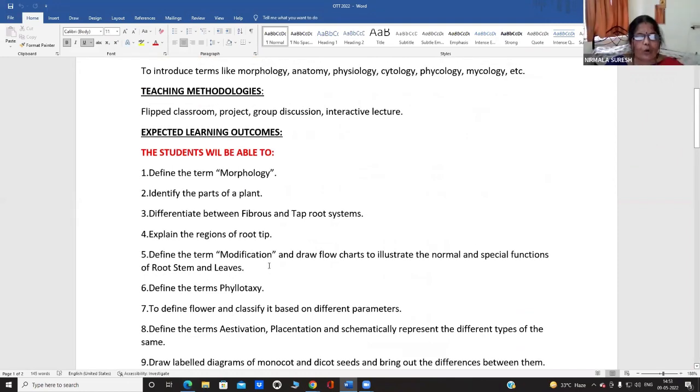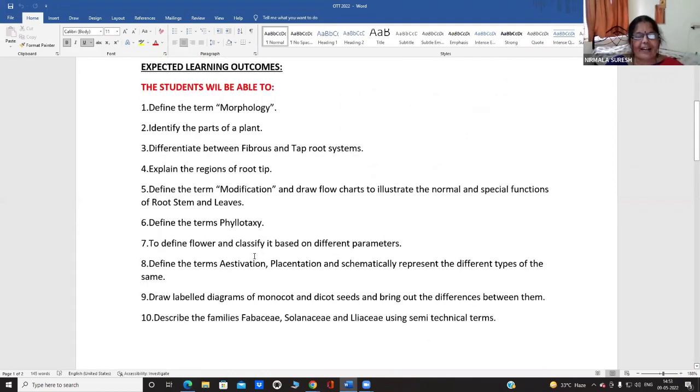Here, one of the learning outcomes is to define flower and classify it based on different parameters. So we are going to understand what the various parameters are to classify the flowers.